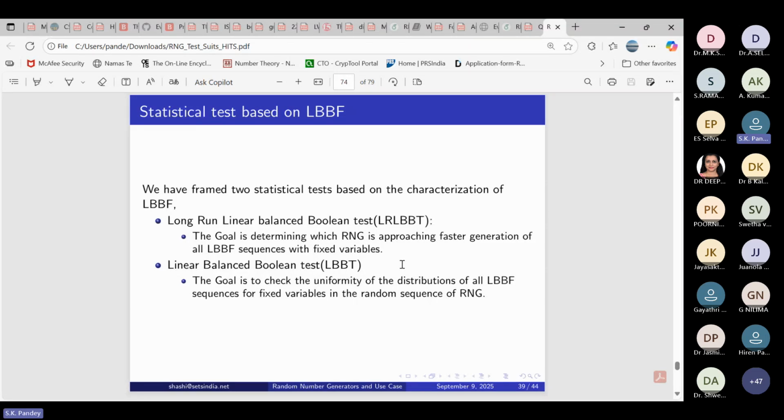So these two tests we have applied. The first one is the long run linear balanced Boolean test, and the other one is the linear balanced Boolean test. The meaning of these two tests is simple: whatever sequences we fixed for some properties, we are looking at whether the random number generator I am choosing is able to generate all those sequences or not, and how early it will generate. How early means how fast.